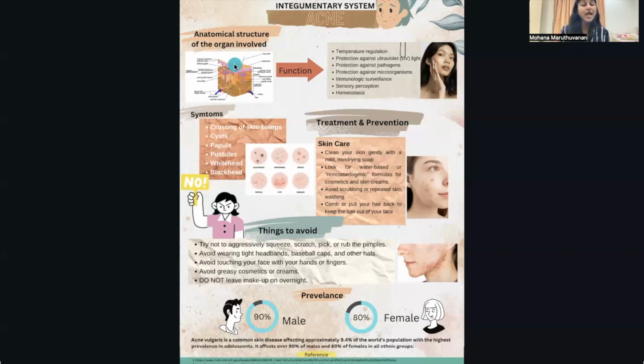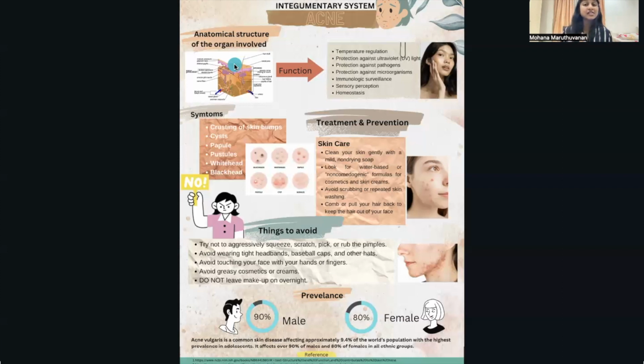Apart from that, let's see what are the things that we shouldn't do. First of all, try not to aggressively squeeze, scratch, pick, or rub the pimples. This can lead to skin infections, slower healing, and scarring. Because when you squeeze a pimple, there will definitely be a scar after that, and it will take some time for clear skin. This might also give some irritation.